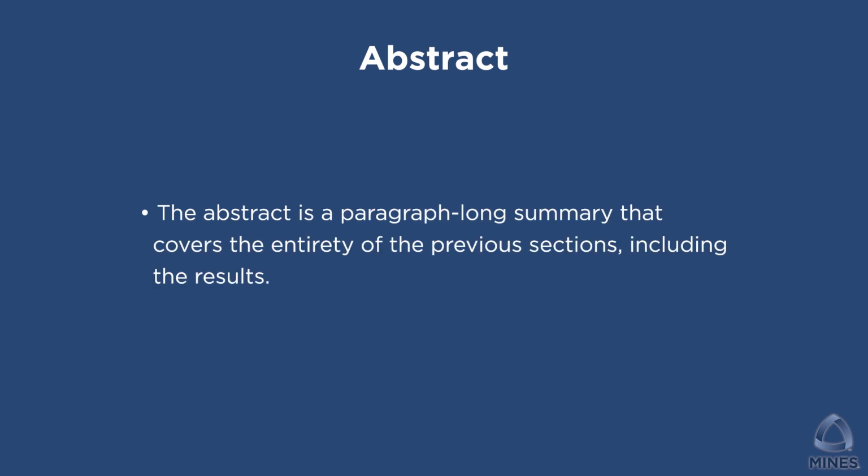Last, this is the shortest section, usually at most a paragraph. The abstract is a summary that covers the entirety of the previous sections. It should cover everything, meaning that it should present the results as well. It should be extremely concise so the reader would need to read more for details, but understand the gist of the lab if they do not.